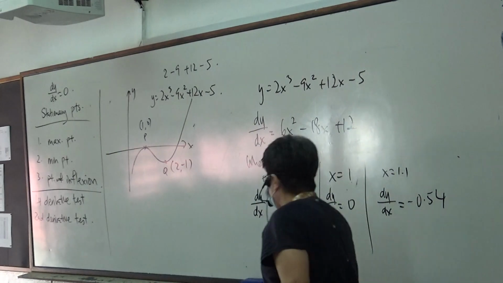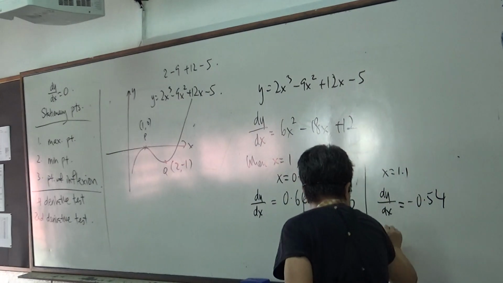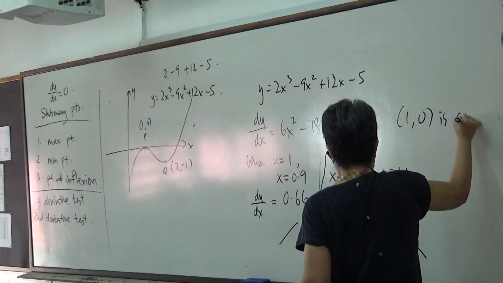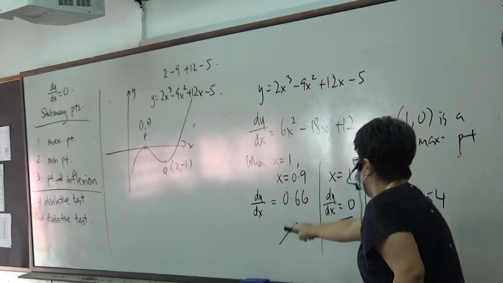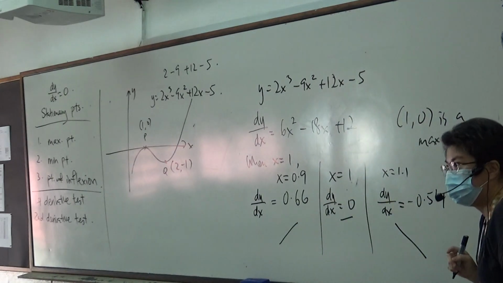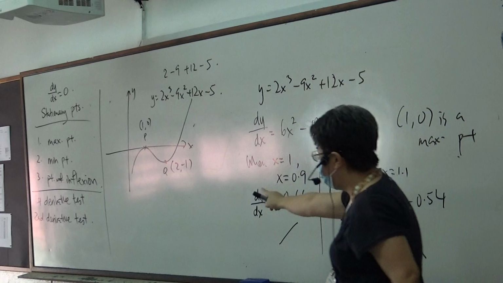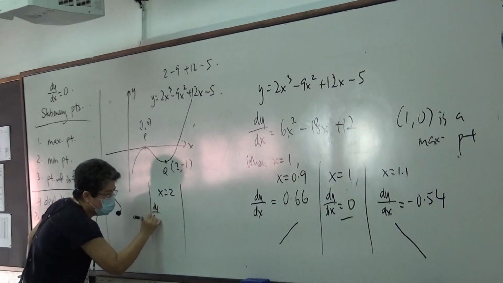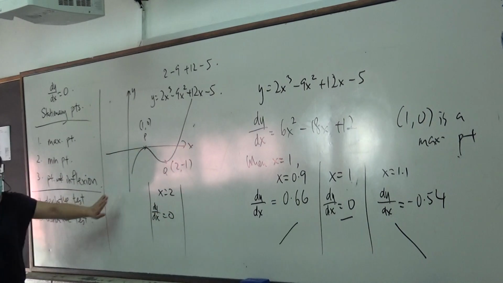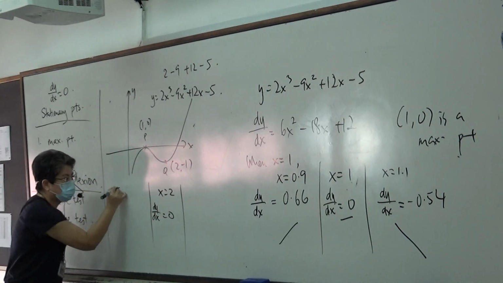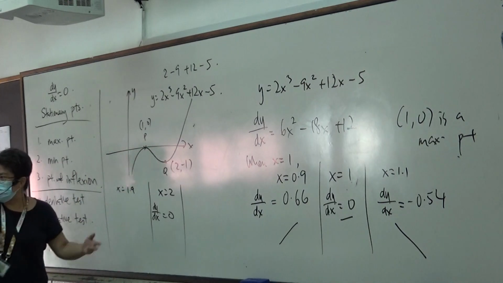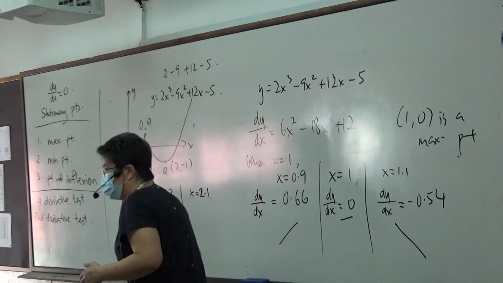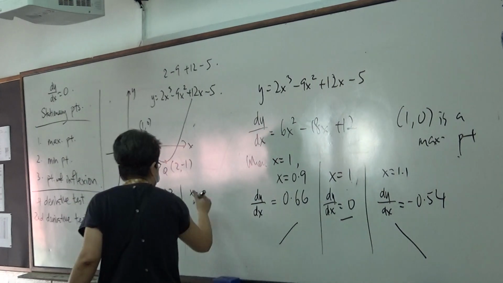Can you see this is positive? Positive this way, 0, then negative, right? So, 1, 0 is a maximum point because it goes like that. You understand what I'm talking about? Okay, how about this other point? Of course, I know at this point it is 0, right? What is slightly less than 2? 1.9, right? What is slightly more than 2? 2.1, right? Correct. All of you plug in now.